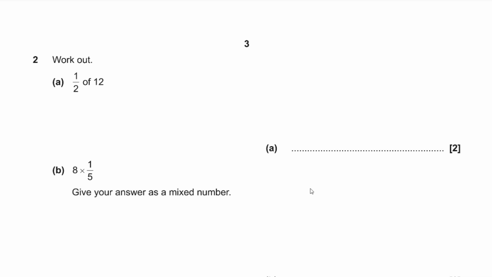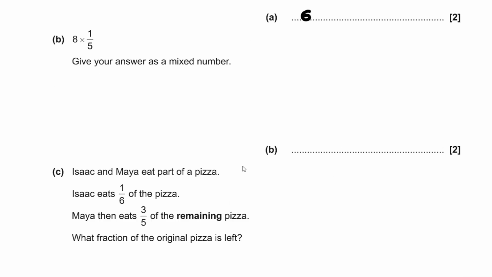Question number 2. Work out for part A 1/2 of 12. 1/2 of 12 is 6. Part B. We have 8 multiplied by 1/5, and we have to give our answer as a mixed number. 8 times 1/5 is 8/5. 5 goes into 8 one whole time. What's remaining is 3, so we have 1 whole and 3/5.